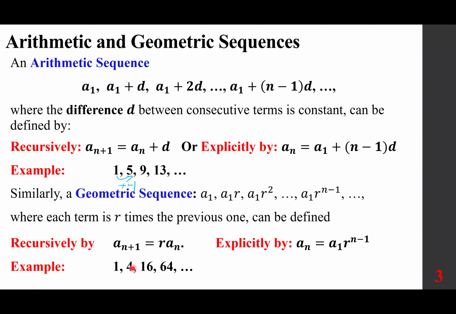For example, 1, 4, 16, 64. Notice we are multiplying by 4. 1 times 4 is 4, 4 times 4 is 16, and we continue on, dot dot dot.